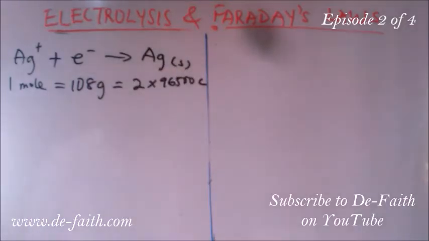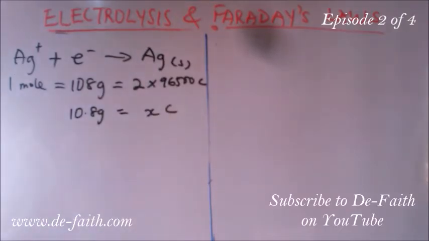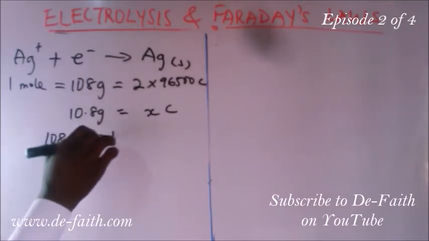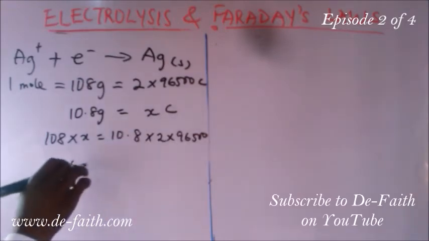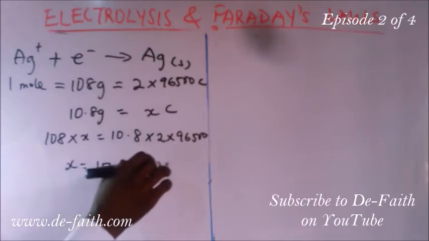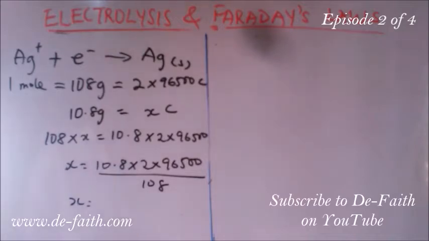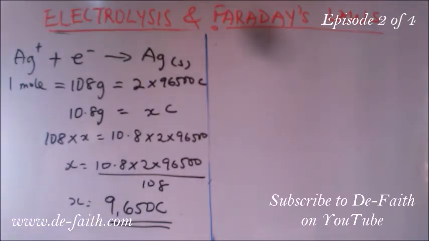coulomb. Now we are told to find the quantity of electricity that is required to form 10.8 gram. So to have 10.8 gram, how many coulomb of electricity is required? When we cross multiply, we will have 108 times x equal to 10.8 times 96,500. X will be 10.8 times 96,500 over 108. Hence, x will be 9,650 coulomb of electricity. That is what is required to form 10.8 gram.